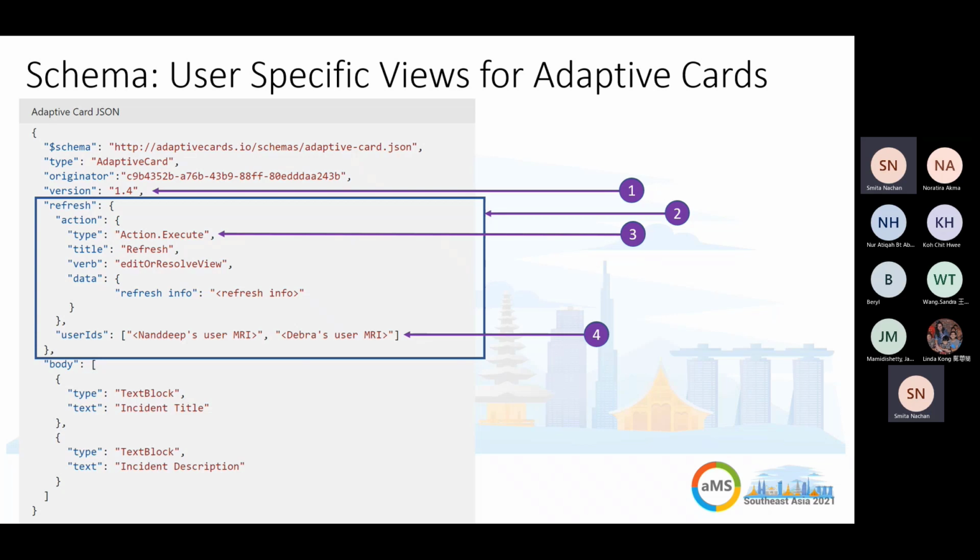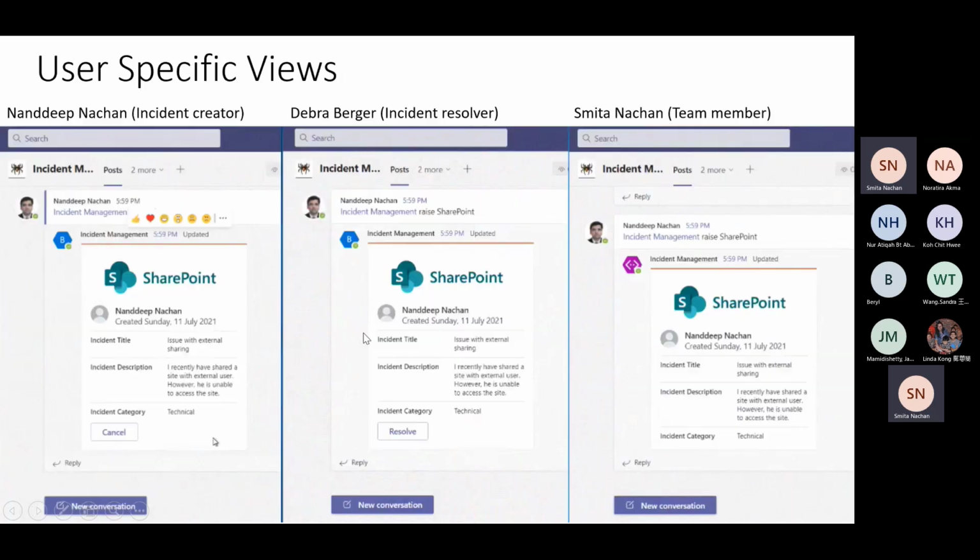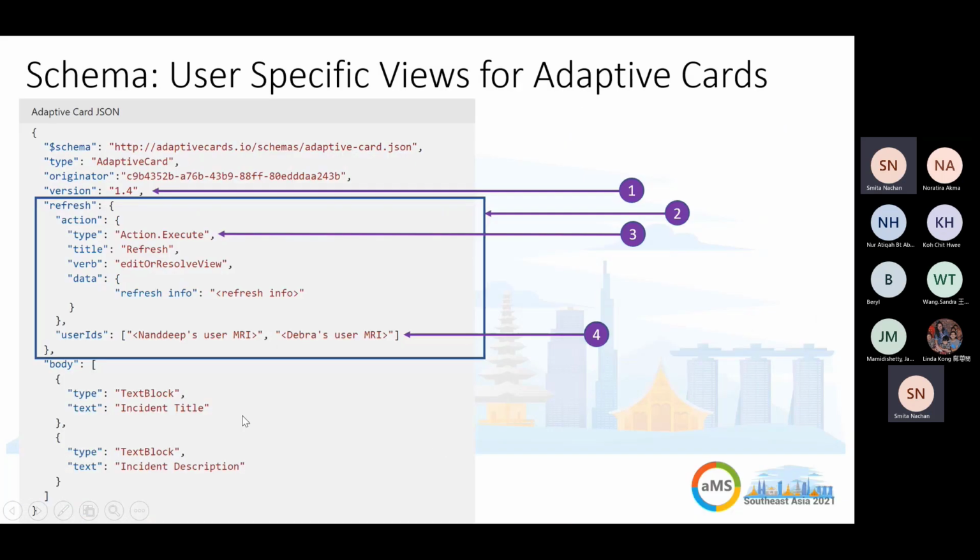Let's say, for example, it is an incident creator or an incident resolver. We are only specifying those two IDs here. If I go back here, this is the incident creator and this is the incident resolver. Only the incident creator should have an edit or cancel button here, and the incident resolver should have a resolve button. So we are only specifying those two user IDs here, so that the adaptive card will get a chance to refresh for only the users who are specified in this array.